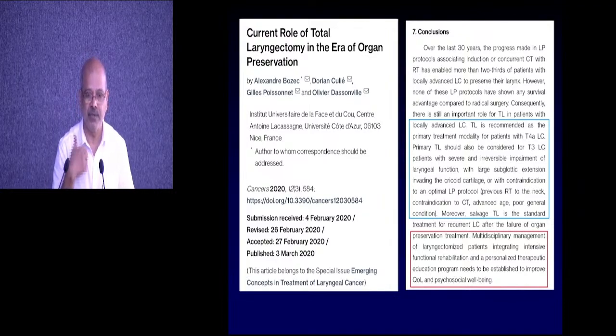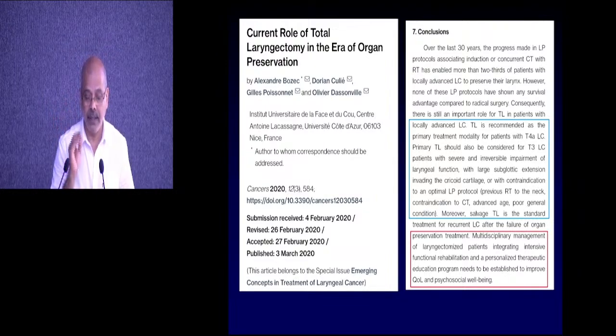I would be happy if somebody can correct me and come out with any data which they have in the organ preservation protocol, concurrent chemoradiation in advanced cancers. But from whatever I got, it was always in the range of about 45 to 50% or even less, although the American studies quoted about 65% plus.